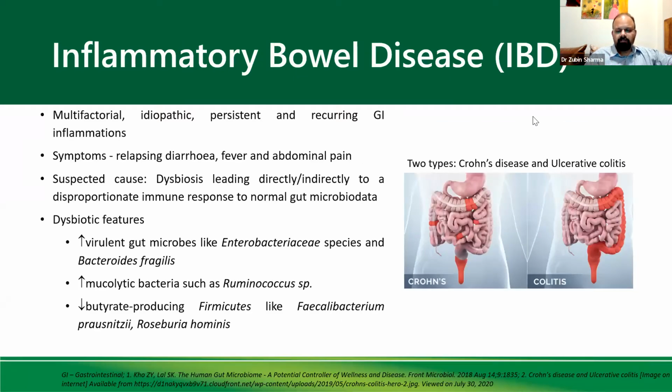Inflammatory bowel disease is altogether a different modality. It has two forms, Crohn's disease and ulcerative colitis. There are multiple pathogens, multiple mechanisms which are in place for inflammatory bowel disease. But when you talk about the dysbiosis in them, it is the increase in the virulent gut bacteria like the Enterobacteriaceae family and Bacteroides fragilis, and there is a decrease in the Firmicutes, the F from the BAF, like Faecalibacterium prausnitzii and Roseburia hominis.